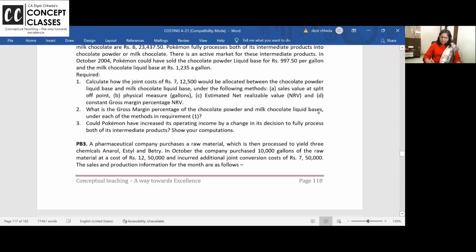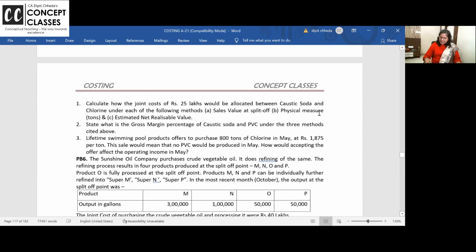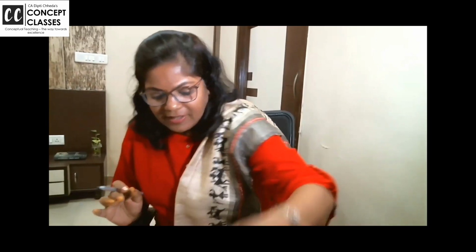Okay? And now, a repeatedly asked question is, I think I'll show you the notebook. The repeatedly asked question here is decision making, whether you should further produce or not. Let's look at this.